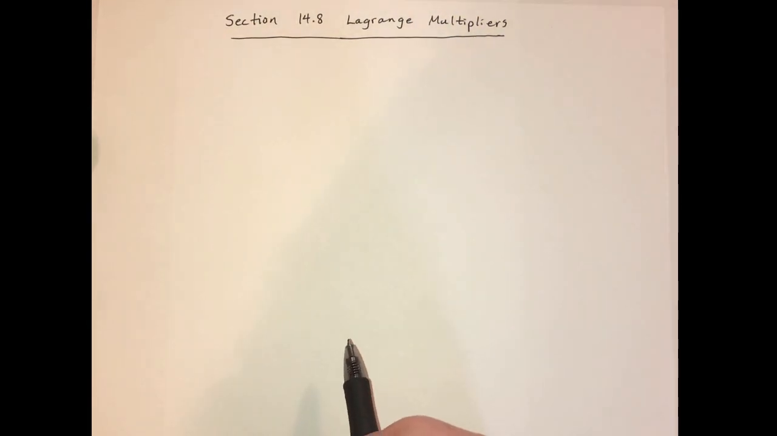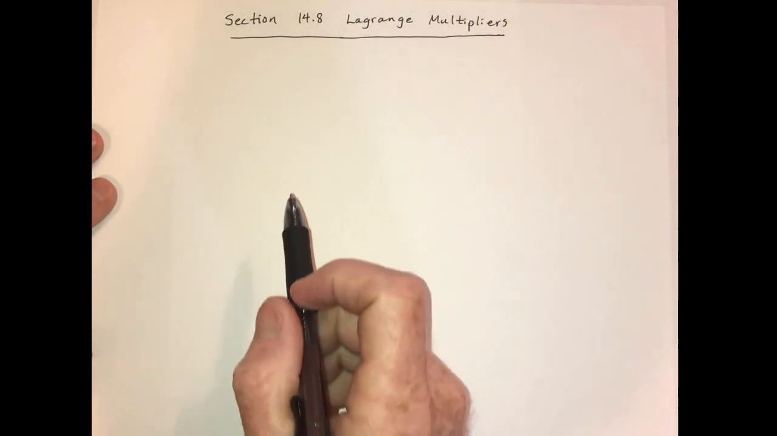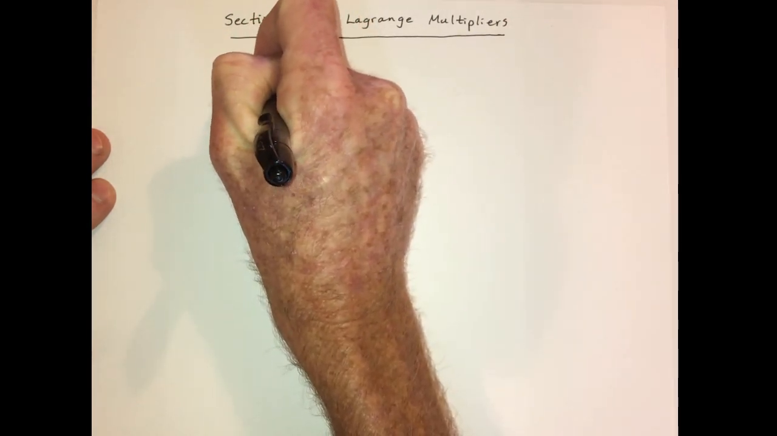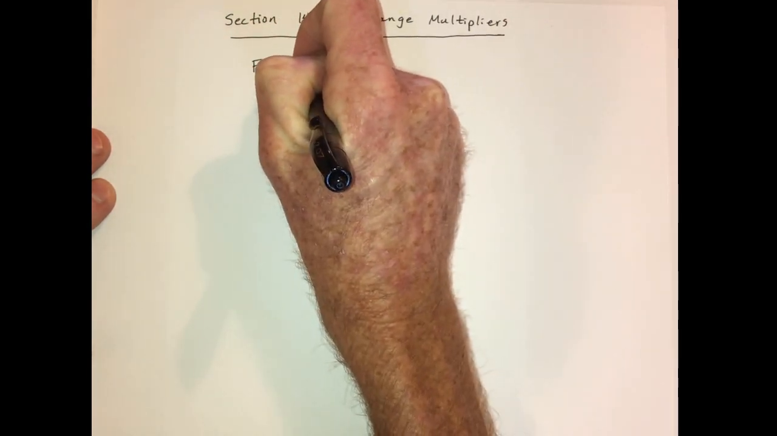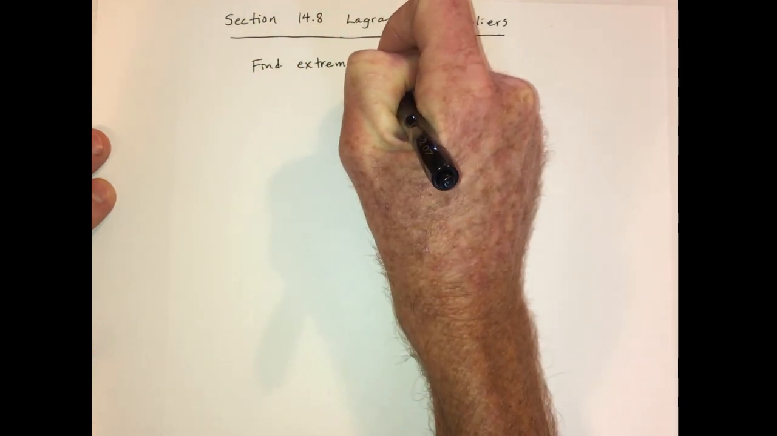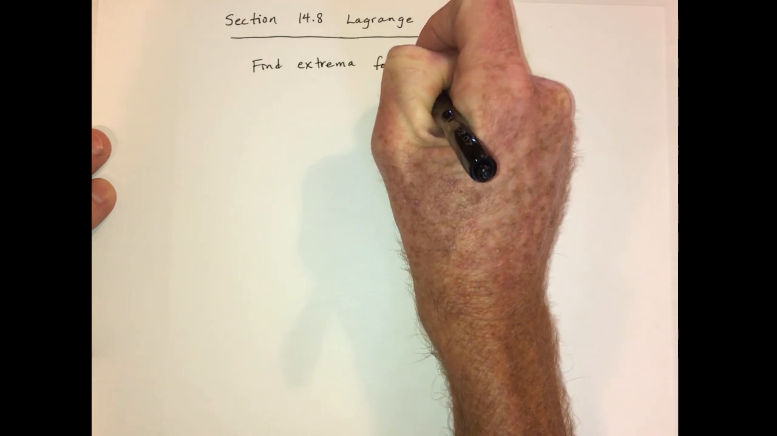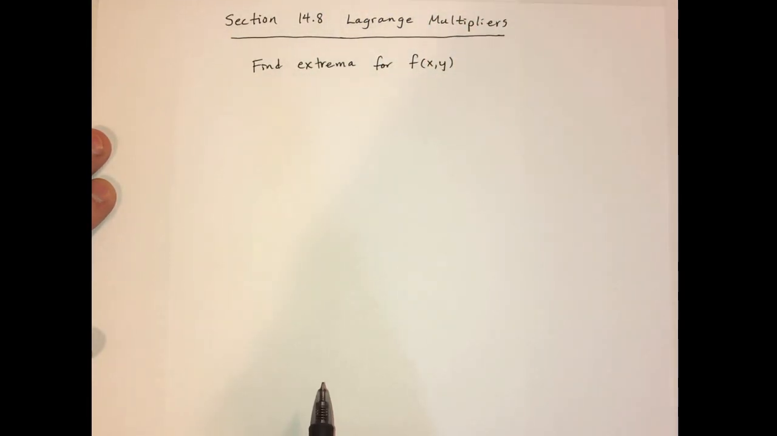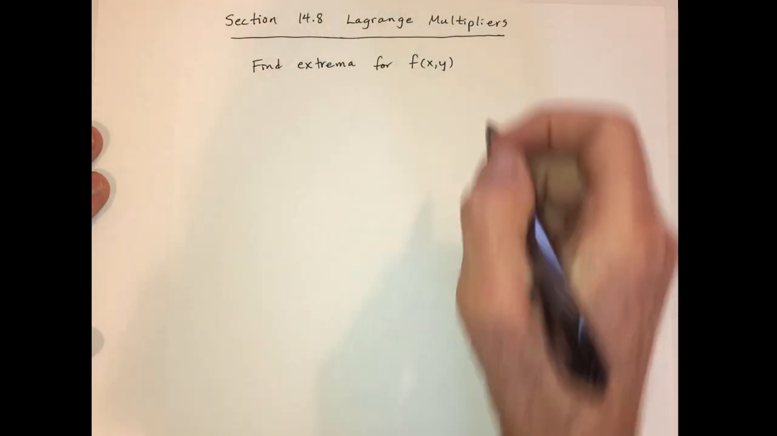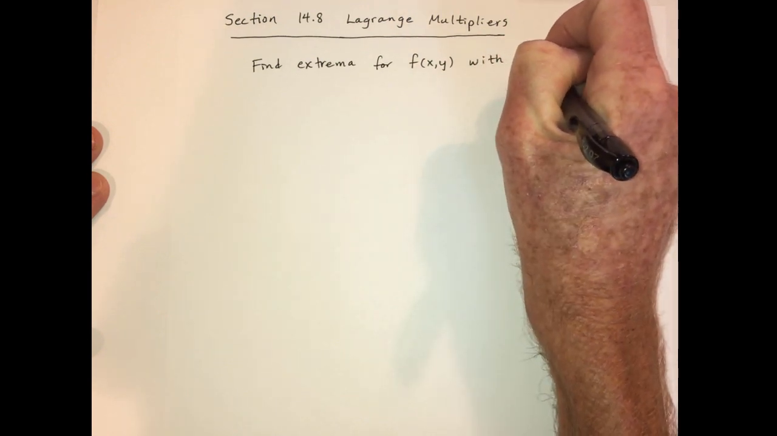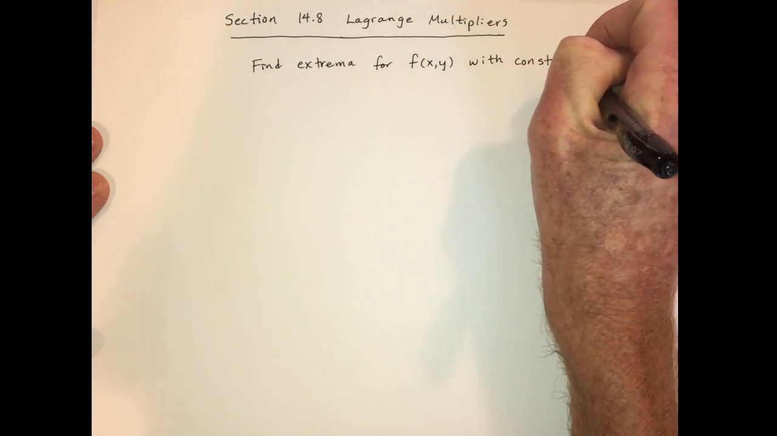Section 14.8 on Lagrange multipliers. In this section we're going to find the extrema, or in other words the minimum and maximum for some function. And you might say we've already done that in section 14.7. But in this section there's going to be an extra constraint.